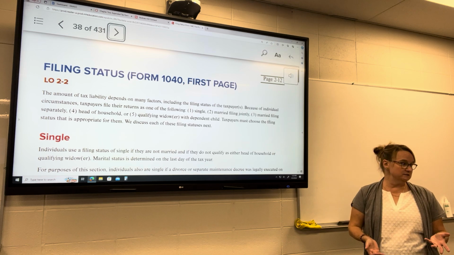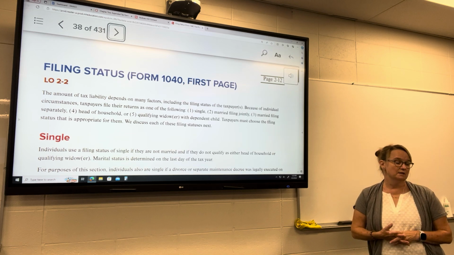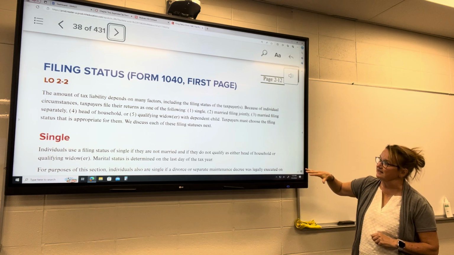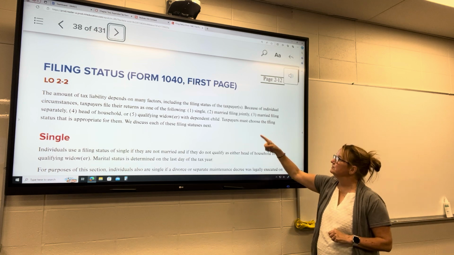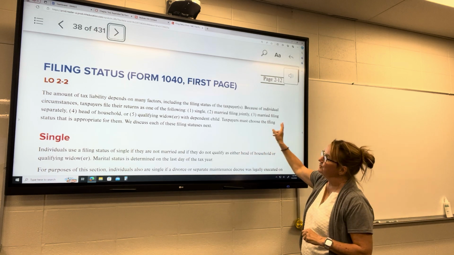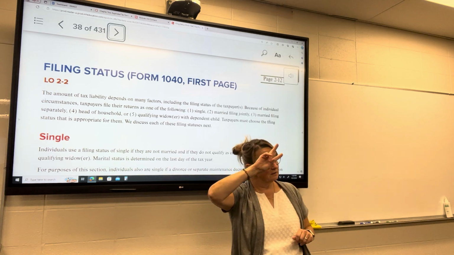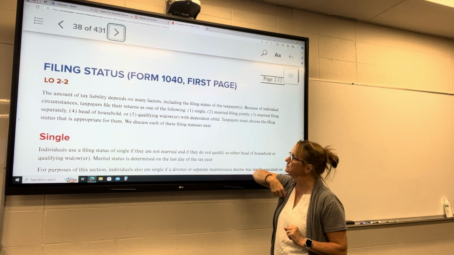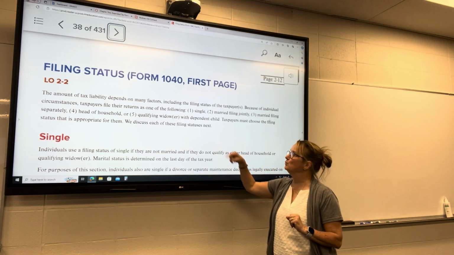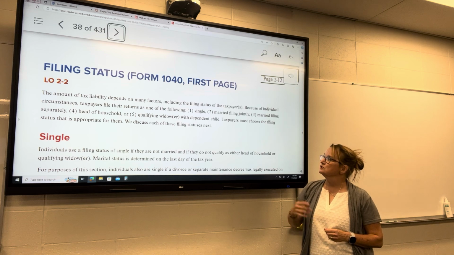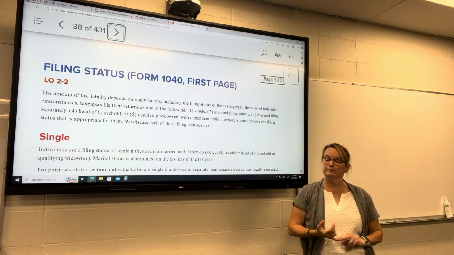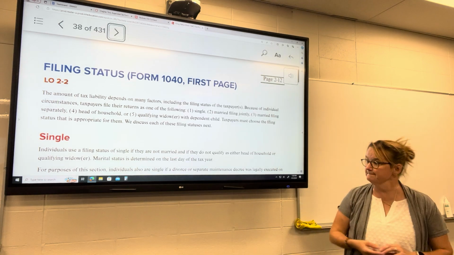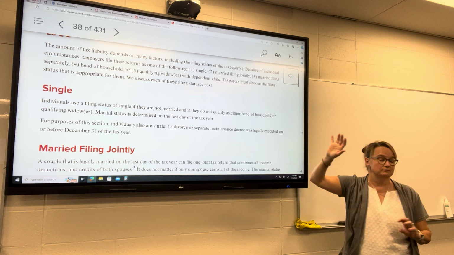Most cases it's pretty easy to determine, but there are some nuances in some of these, and you'll see as we go through. So we've got 5 different filing statuses: single, married filing jointly, married filing separately, so we've got 2 separate filing statuses for married individuals, head of household, and qualifying widow or widower with a dependent child. So we've got 2 filing statuses for individuals who are married, 3 filing statuses for individuals who are not married. Okay? First one is single.